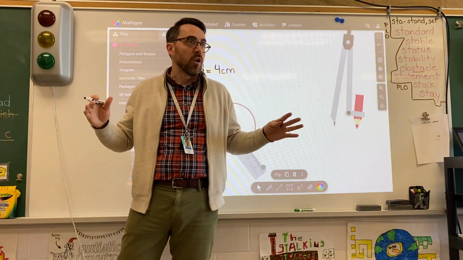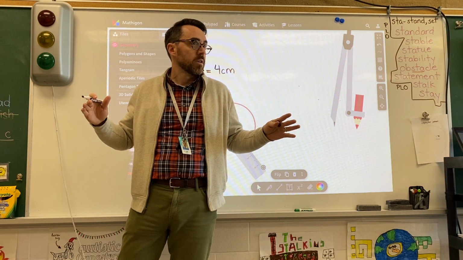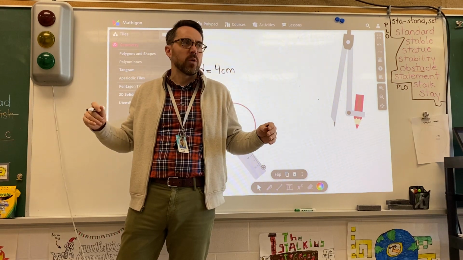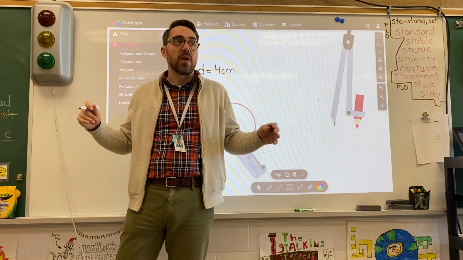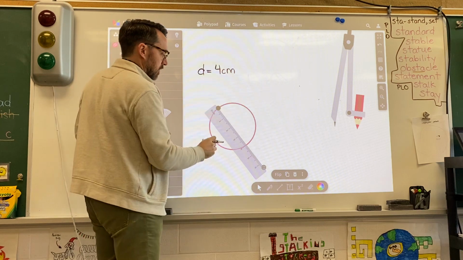The other important measurement that we use measures half of the length across a circle. Anyone know what that's called? A few friends know. Tegan? I couldn't hear that. What's it called? Radius. Isaiah? Radius. Radius is halfway across the circle.